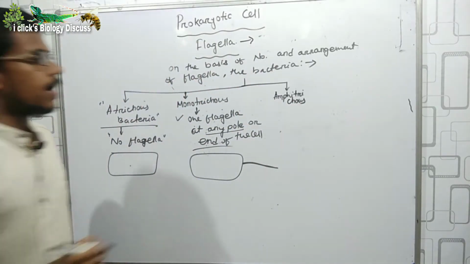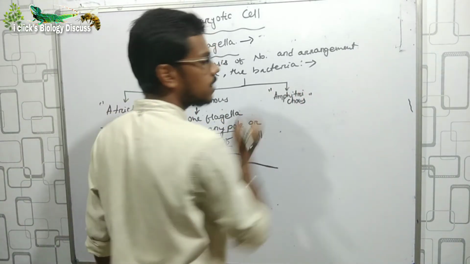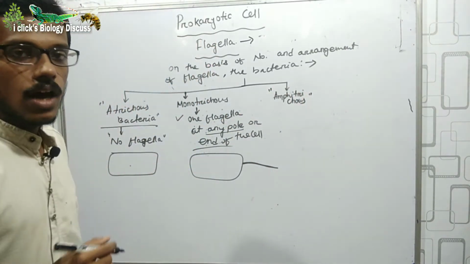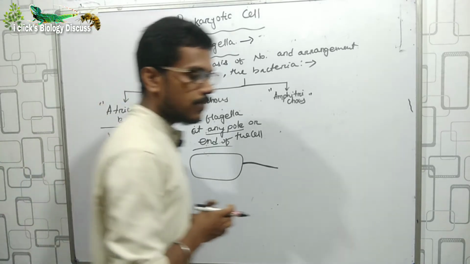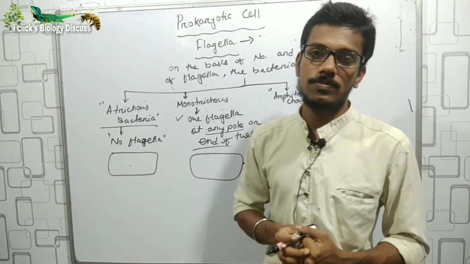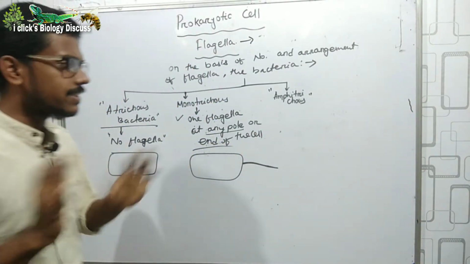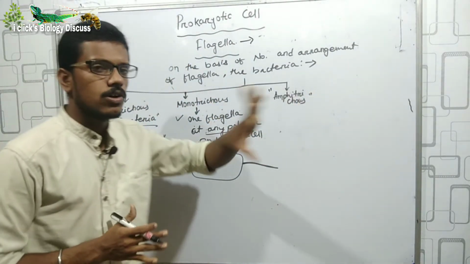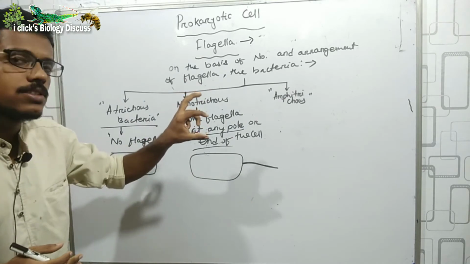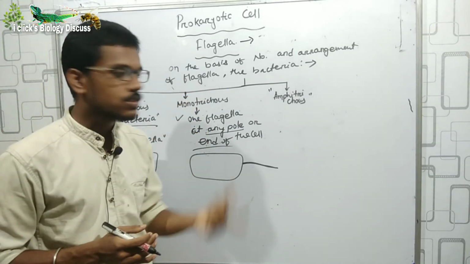Amphitrichous: what is the meaning of amphi? Amphi means two, like amphibians. Amphibians live in the soil as well as the water, so they are called dual living organisms. But here, it is not the meaning of dual living. Here amphi means two.